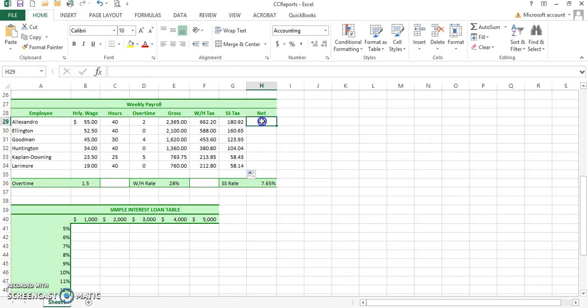Okay? Now we're going to do the net. Net is just the same old addition and subtraction: equal the gross, minus the withholding tax, minus Social Security. Press enter. And there you have it. So this is what each individual will bring home net. And as you can see, in all of these we always use mixed cell references, absolute along with relative.